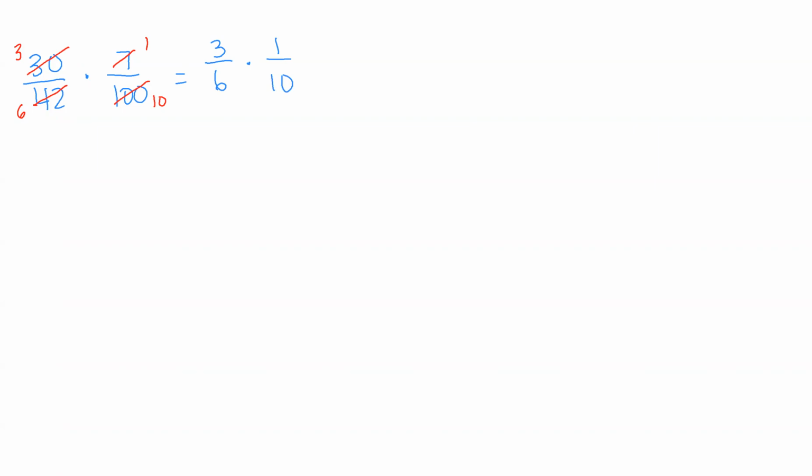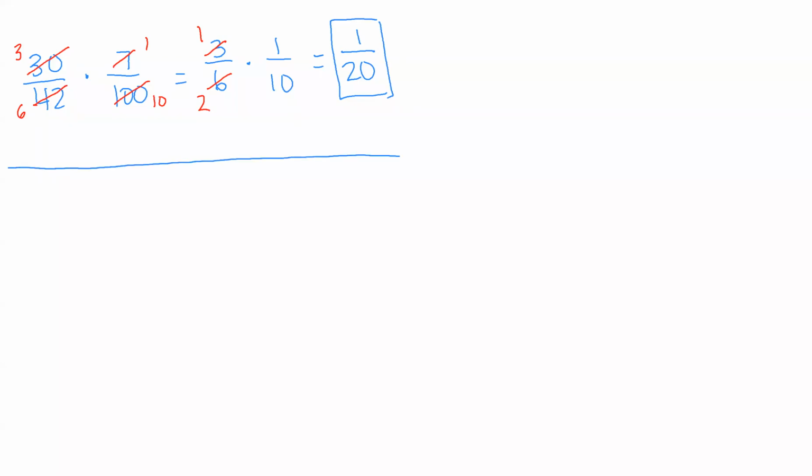Do you see any additional factors that would cancel? I'm drawn automatically to 3 and 6. I know that 3 and 6 have a 3 in common. So 3 divided by 3 is 1. 6 divided by 3 is 2. And then finally, I get 1 times 1 over 2 times 10. So that's my final answer. All right. Let's keep working on examples.